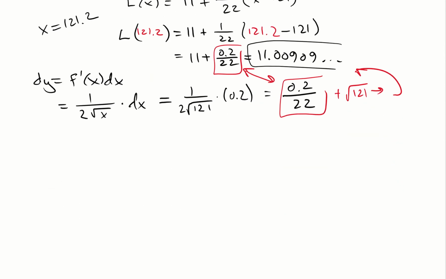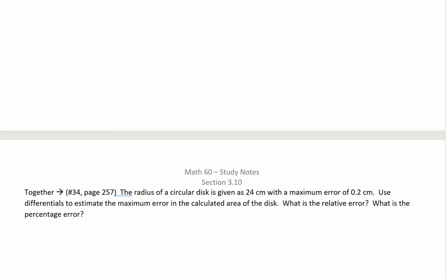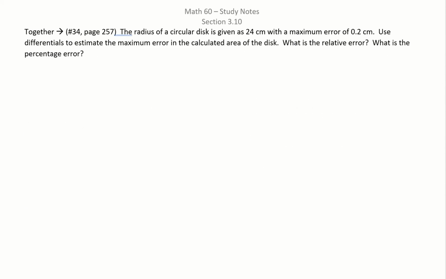Okay, one more example. I know you can pause it. All right, and this is number 34 on page 257. It says the radius of a circular disc is given to be 24 centimeters with a maximum error of 0.2 centimeter.